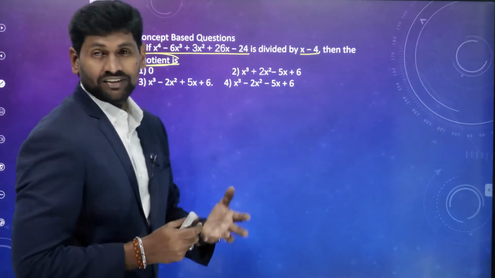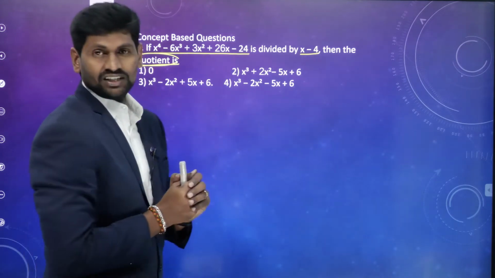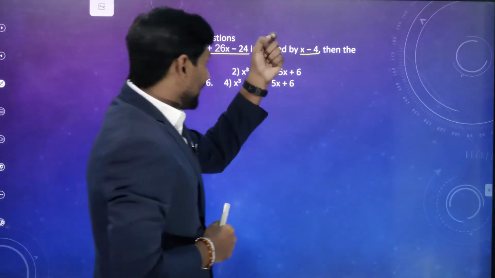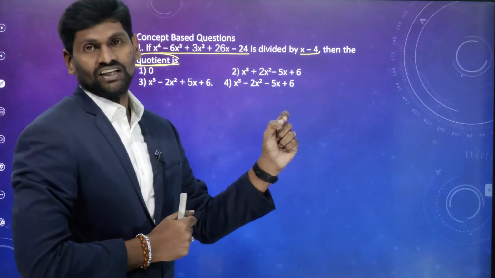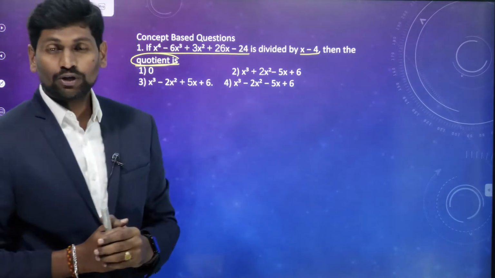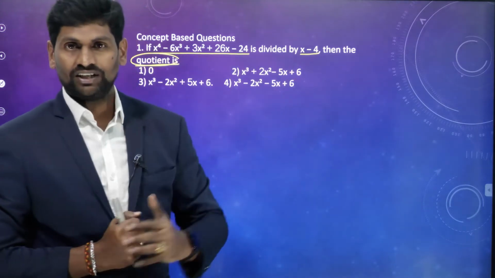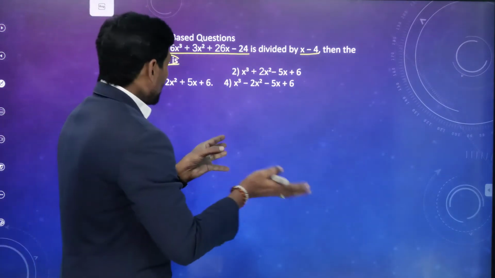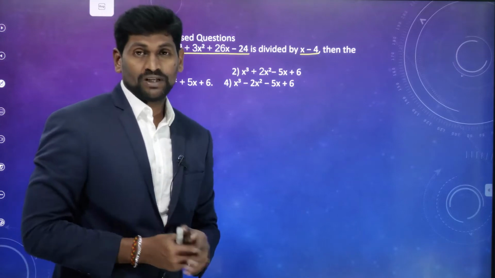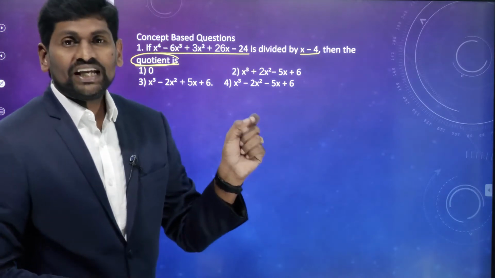Previously we discussed the remainder theorem and factor theorem. If the same question asked about the remainder, we can directly substitute the value 4 in the place of x. Because if x minus 4 divides this entire biquadratic polynomial, when you substitute 4 in this polynomial, we will get the remainder. Or according to the factor theorem, if x minus 4 is a factor of this polynomial, we can find f of 4 directly.